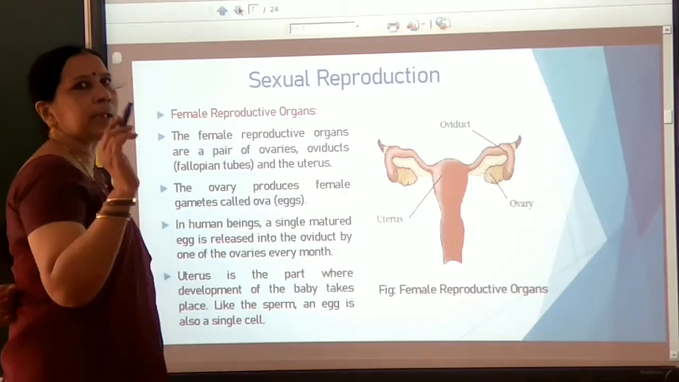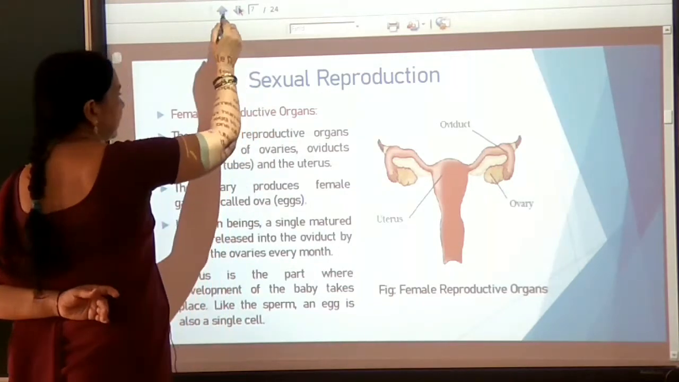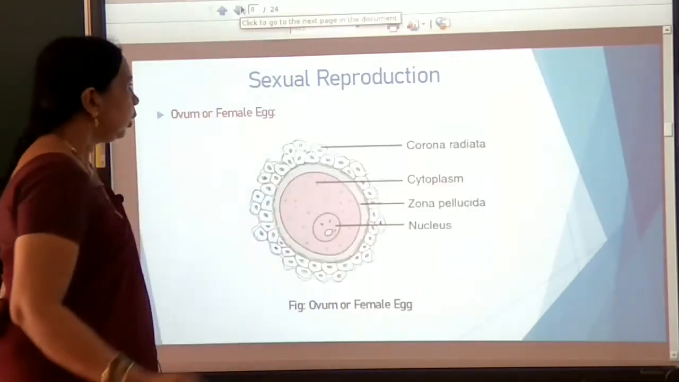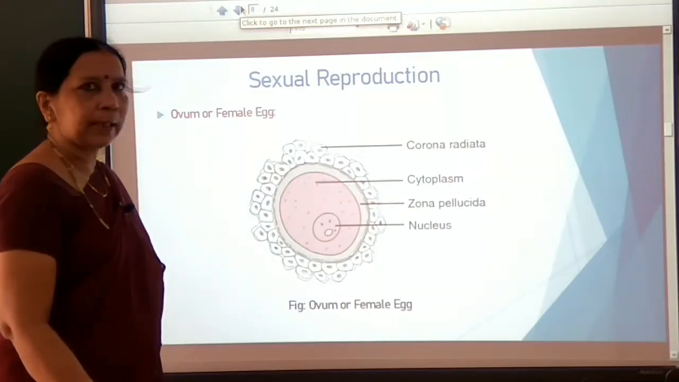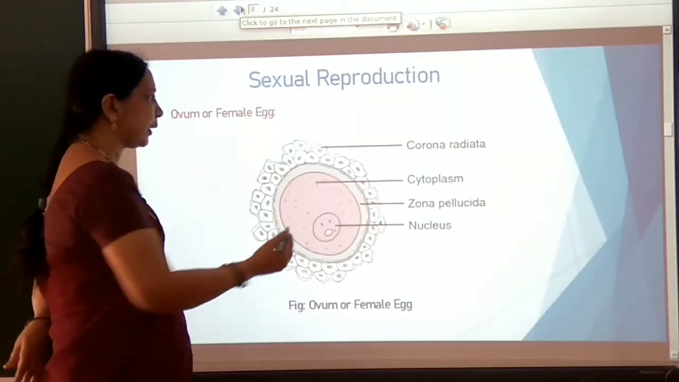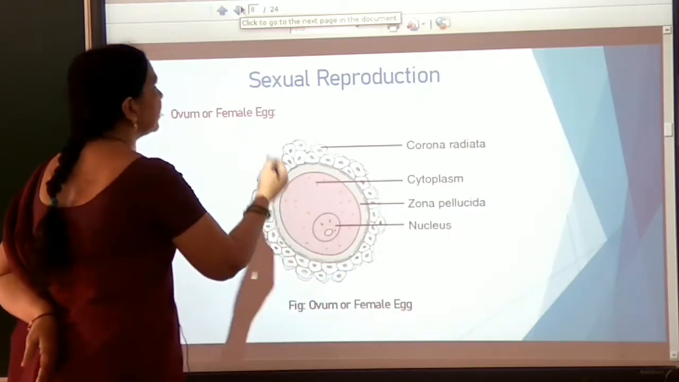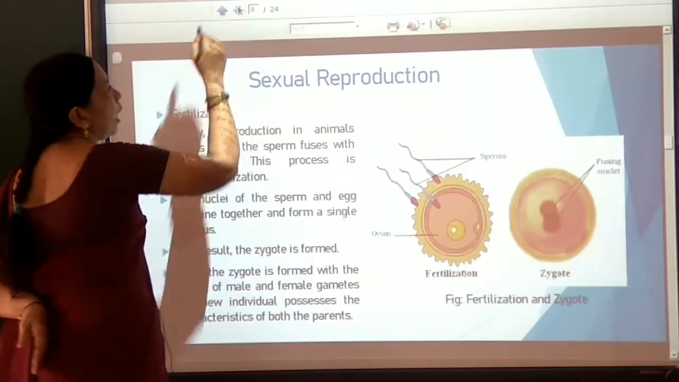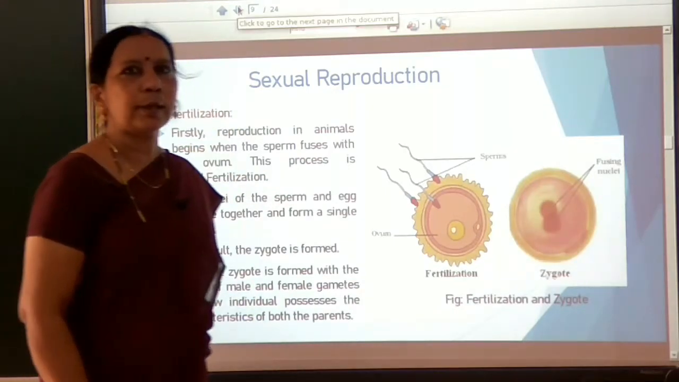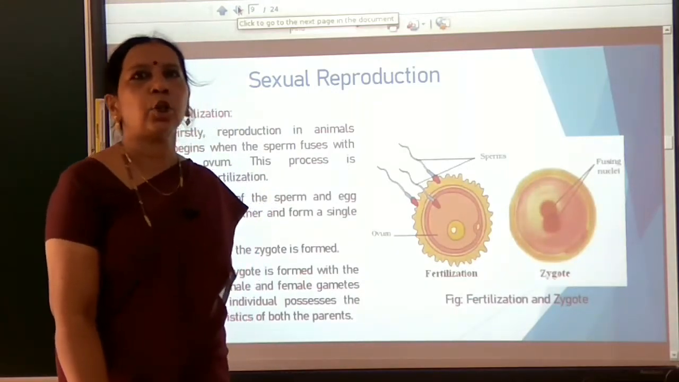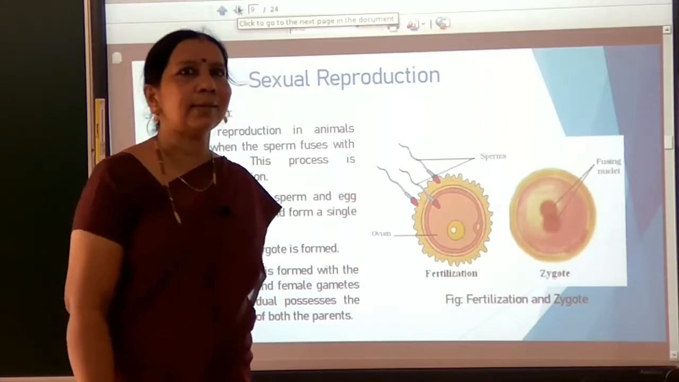Like the sperm, the egg is also a single cell. Look at the structure of the female egg. It is a single cell consisting of cytoplasm, nucleus and cell membrane. All the cell components are present. Now let us move on to the next topic, called fertilization.